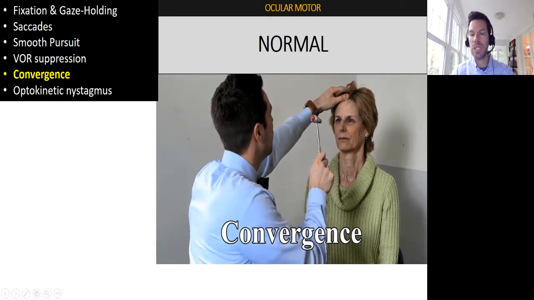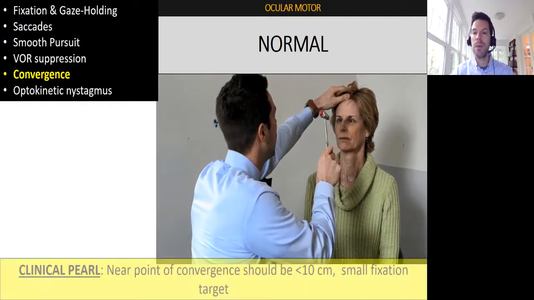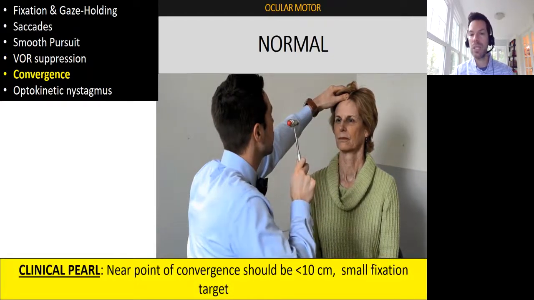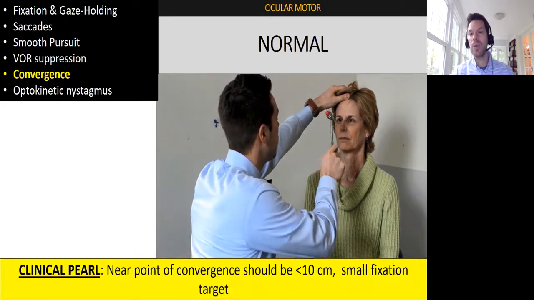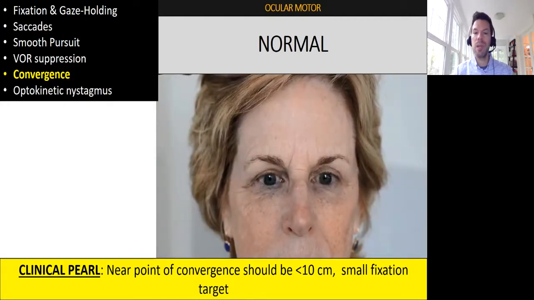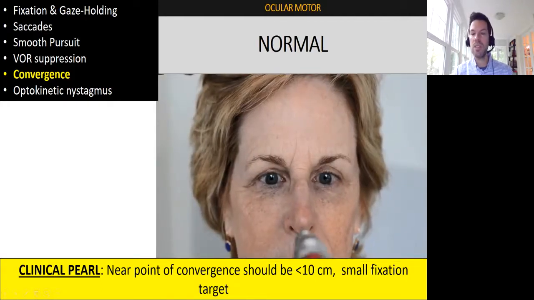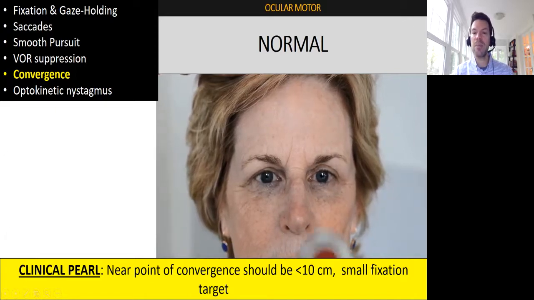Convergence. Convergence is a little bit less important for dizzy patients. Convergence in general, it's going to decrease a little bit as people age. It's going to be less with Parkinson's disease, Parkinsonism, head trauma. The near point of convergence, that is the point at which one eye sort of pops out and the patient sees two of the target, it should be less than 10 centimeters. You need a small fixation target for this.